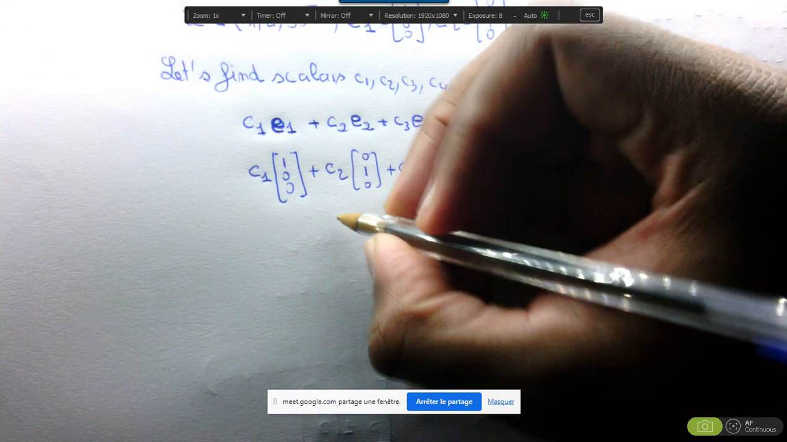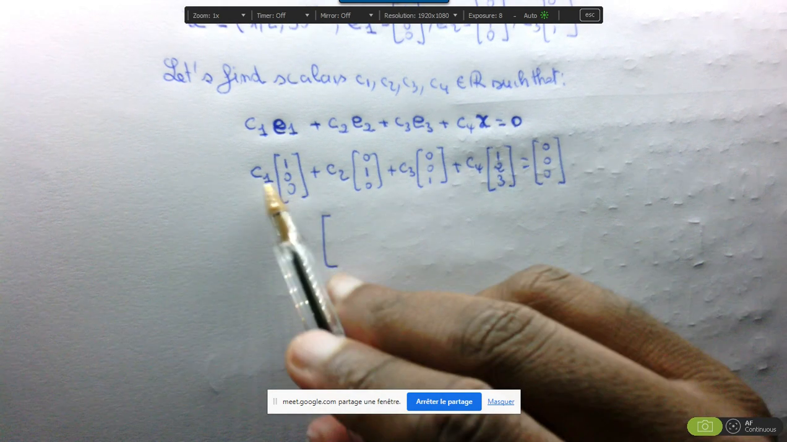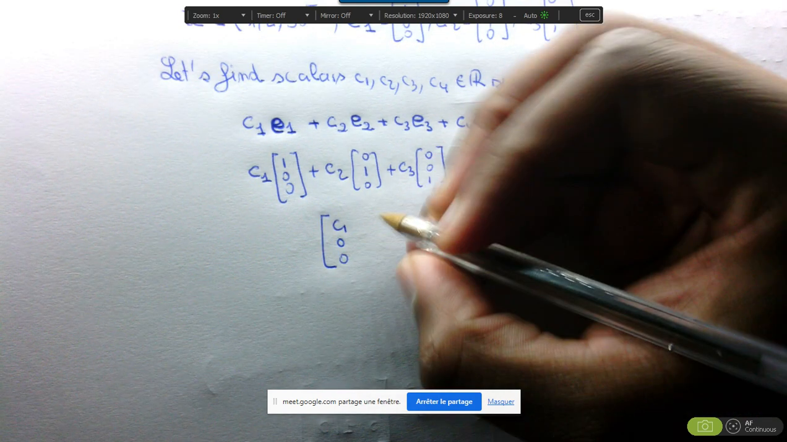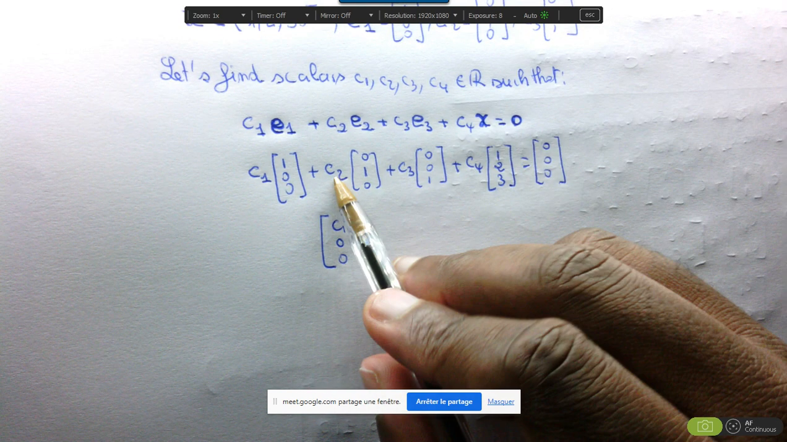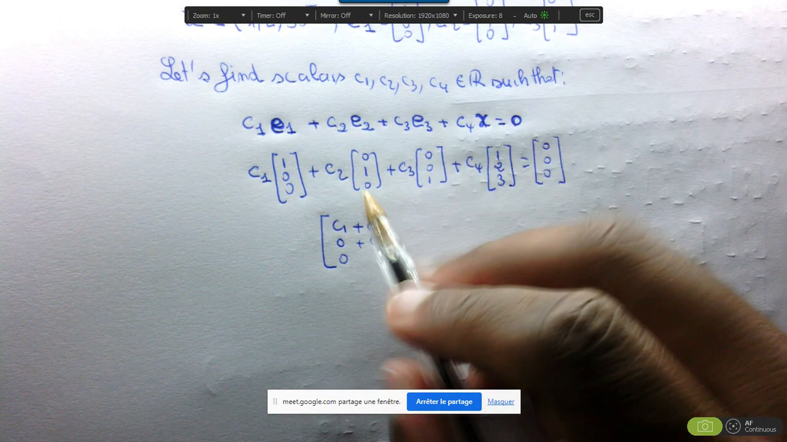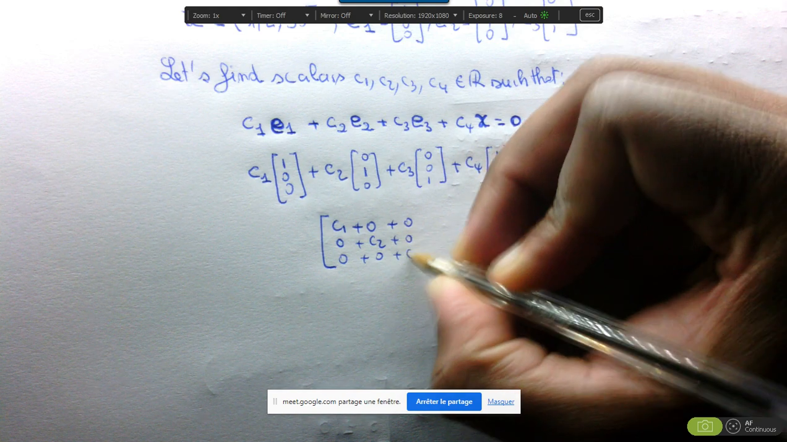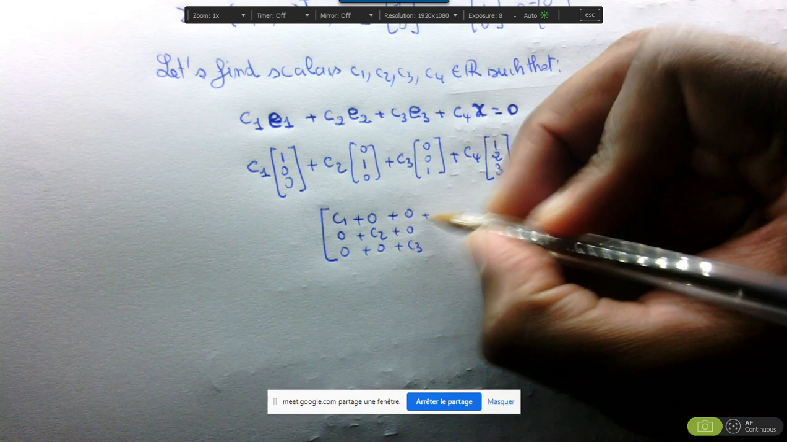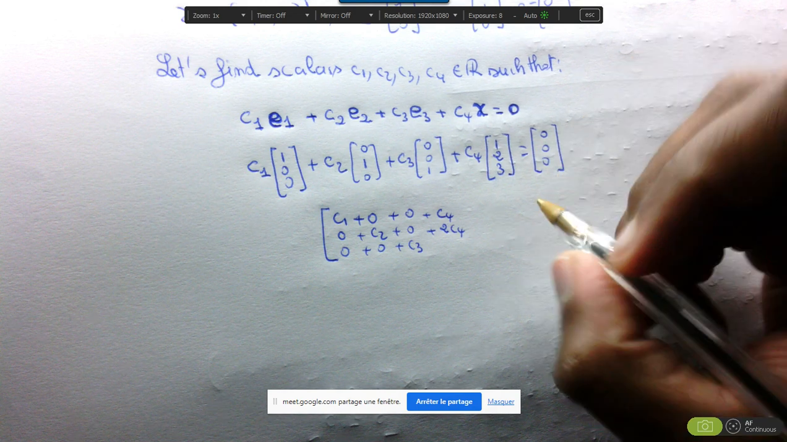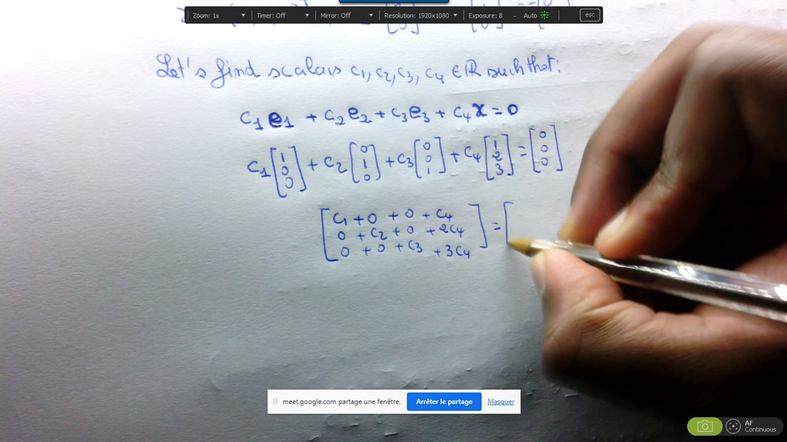So I'm going to have the following. C1 times 0 0, C1 times 0 0, so here I have C1 0 0, plus C2 times 0 and C2 times 1, and C2 times 0 plus 0 here plus 0 here plus C3, and finally C4 here plus 2 C4 plus 3 C4 4 equals 0 0 0.